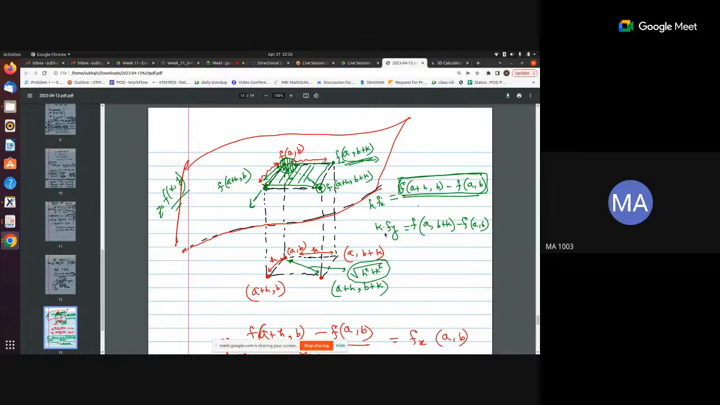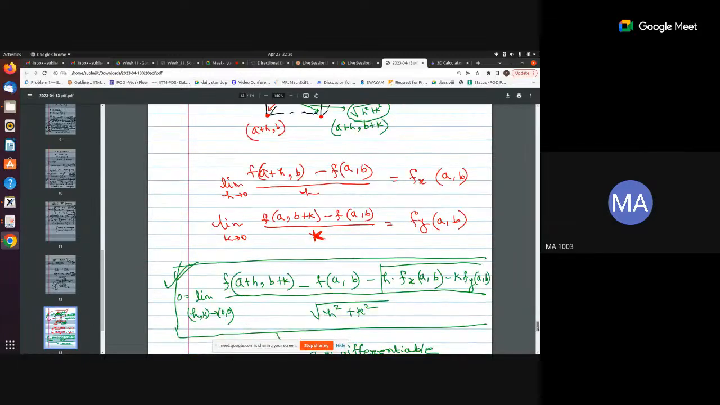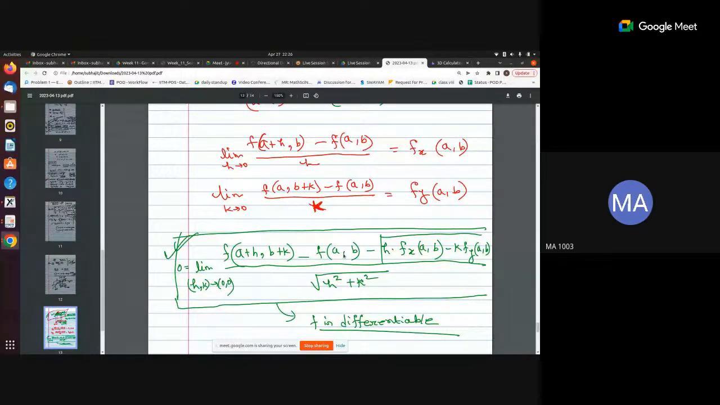So I have moved k to the other side. This difference is k times fy, the partial derivative with respect to y, right? Now if we put all this together, this is the difference of the function, and these are the changes along the x-axis and y-axis. These two I am deducting, and I am dividing by this norm. If this whole limit goes to 0, that means in the neighborhood the change of the function is not so haphazard. It is kind of smooth. That is, not much change is happening in the neighborhood of the point a comma b. Then we say that f is differentiable.